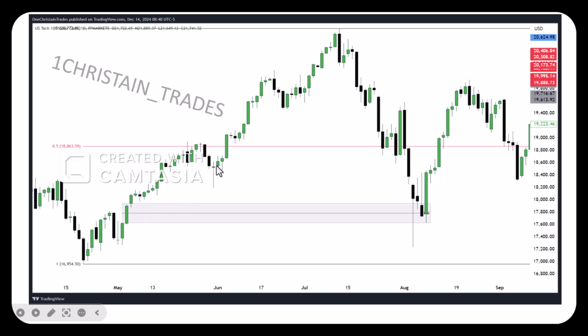After so many days of buying, we finally started getting sales back into it, until we finally balanced all the inefficiency that was created in this market. We finally balanced everything out.